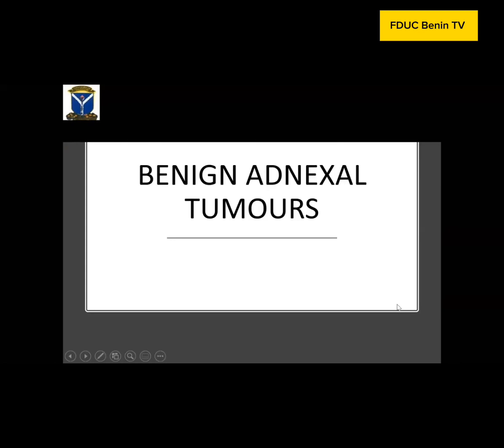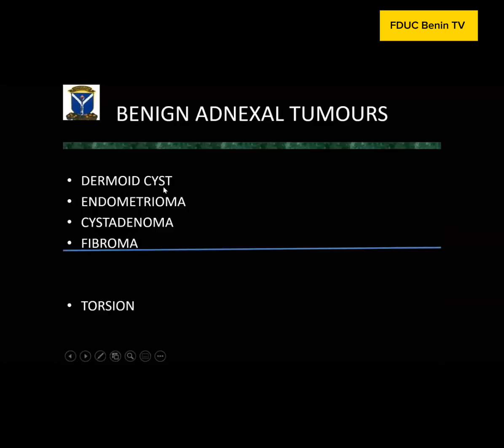Now, let's look at the common benign adnexal tumors. The commonest seen in women in their reproductive age is dermoid cysts. Then we look at endometrioma, cystadenoma, fibroma. Any of these can undergo torsion. So it's not out of place for us to also look at the ultrasound appearances of ovarian torsion.